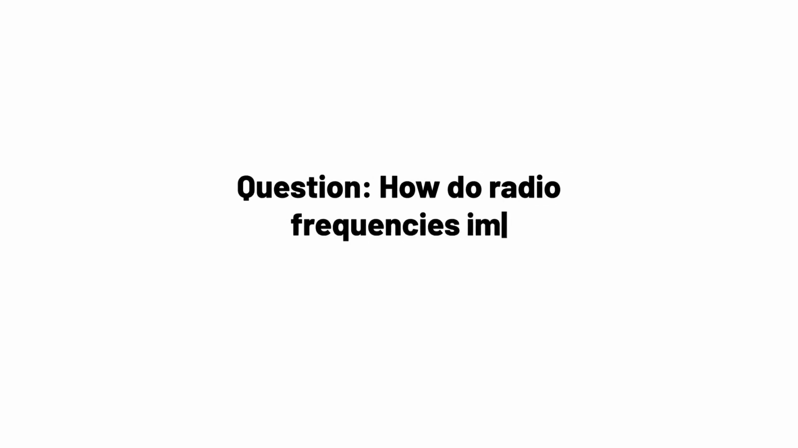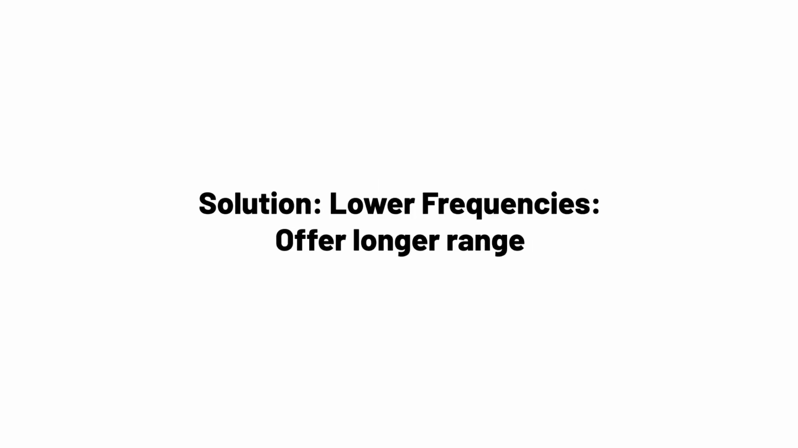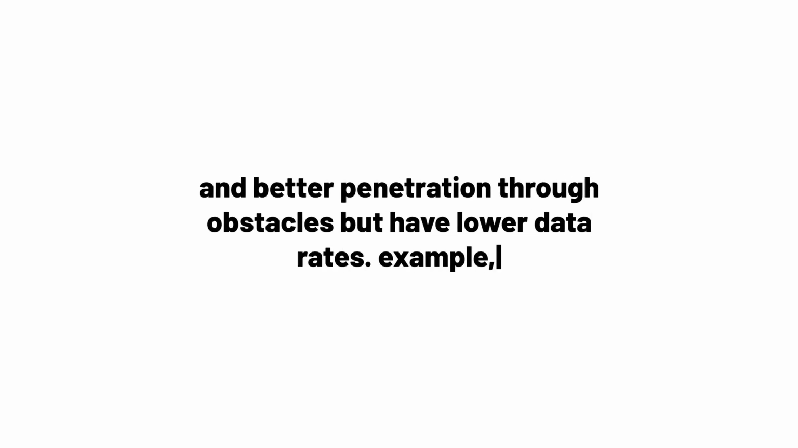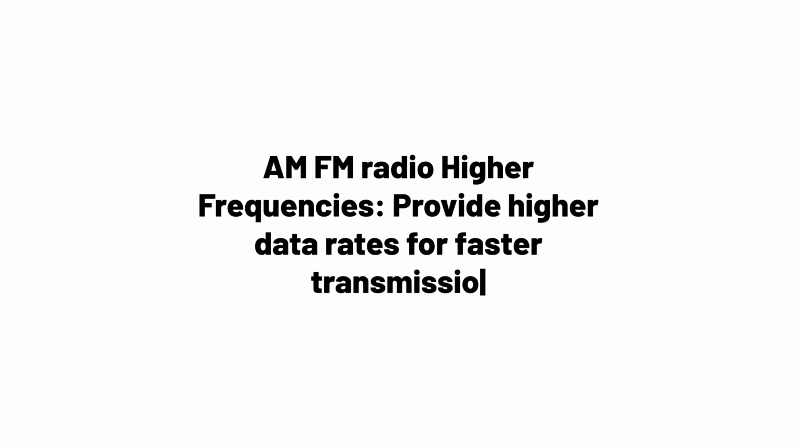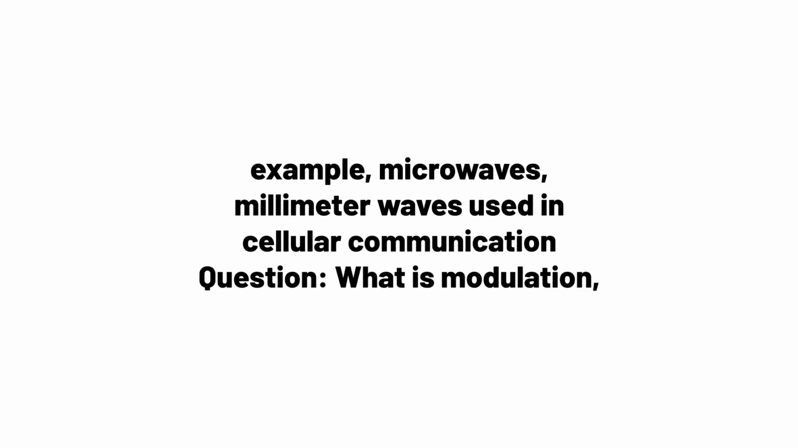Question: how do radio frequencies impact wireless communication? Solution: lower frequencies offer longer range and better penetration through obstacles but have lower data rates. Example: AM/FM radio. Higher frequencies provide higher data rates for faster transmission but have shorter range and are more susceptible to blockage by obstacles. Example: microwaves, millimeter waves used in cellular communication.